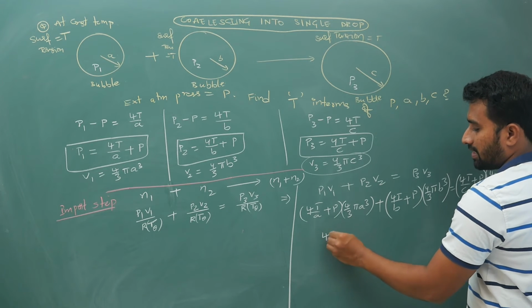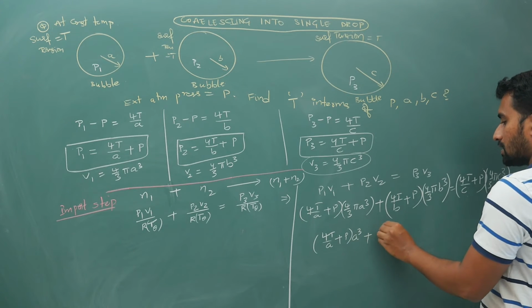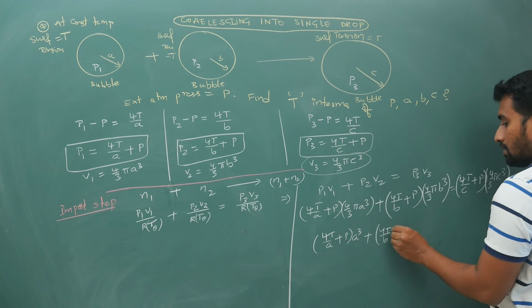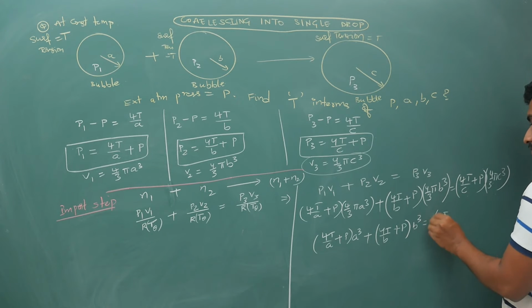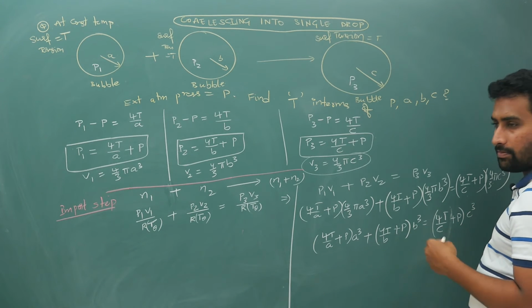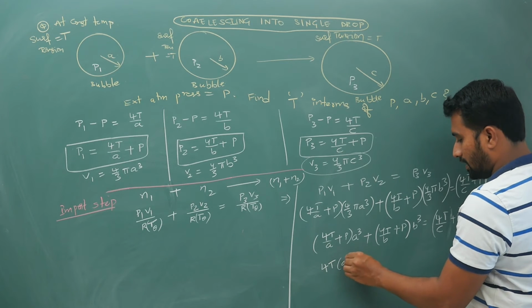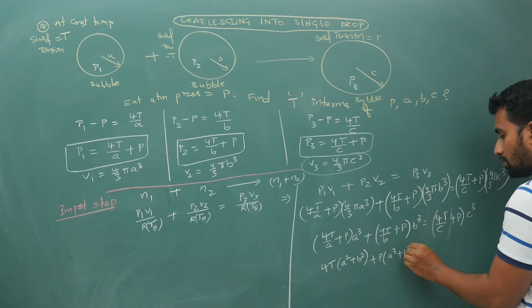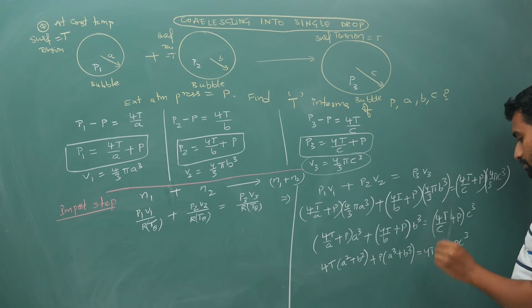4 by 3 pi you take out: 4 by 3 pi times (t plus p times a cube) plus 4 by 3 pi times (t plus p times b cube) is equal to 4 by 3 pi times (t plus p times c cube). 4 by 3 pi you cancel off on both sides, so 4t times (a square plus b square) plus p times (a cube plus b cube) is equal to 4t times c square plus p c cube.